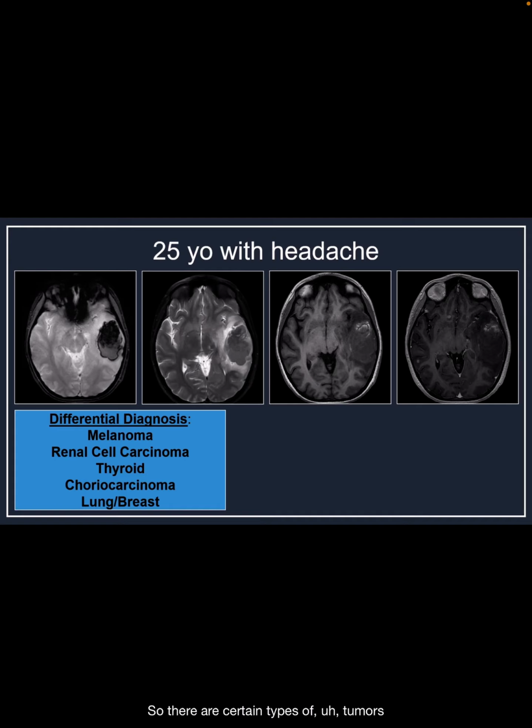There are certain types of tumors that have a predilection for hemorrhage, and those are melanoma, renal cell carcinoma, thyroid carcinoma, choriocarcinoma, as well as lung cancer and breast cancer, just because they're so common. And this individual was ultimately diagnosed with metastatic melanoma. So a relatively young individual, but presented with hemorrhagic metastasis related to metastatic melanoma.